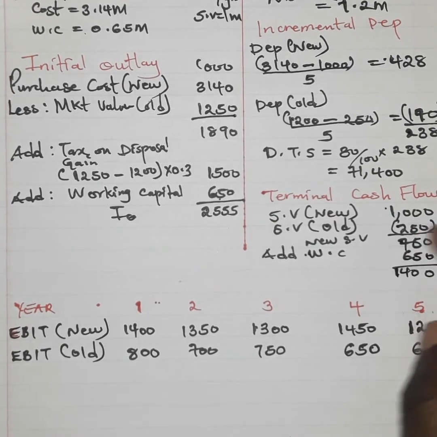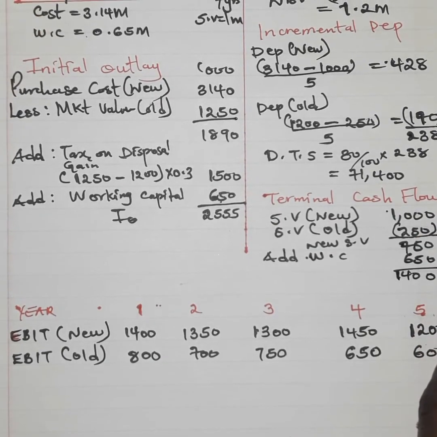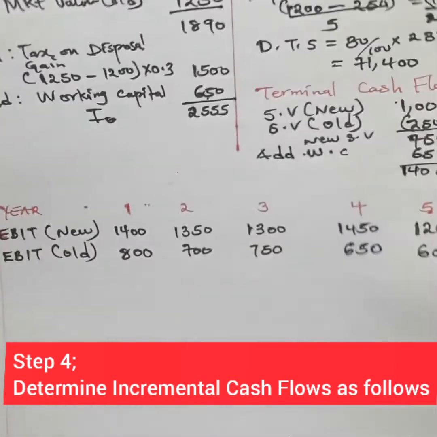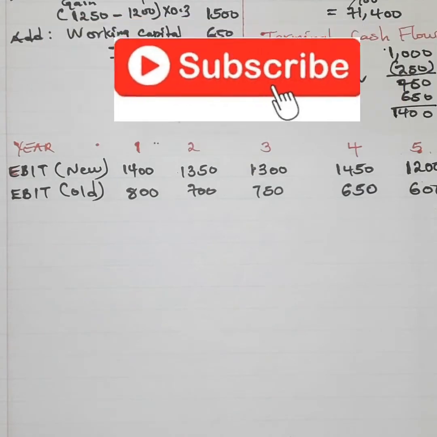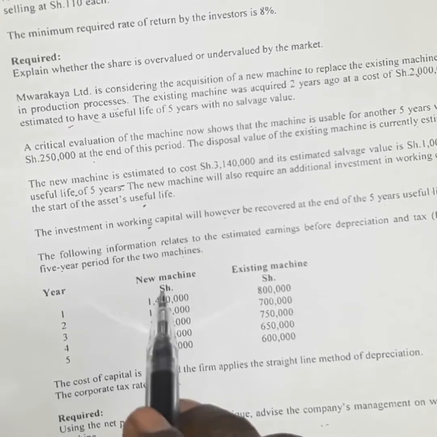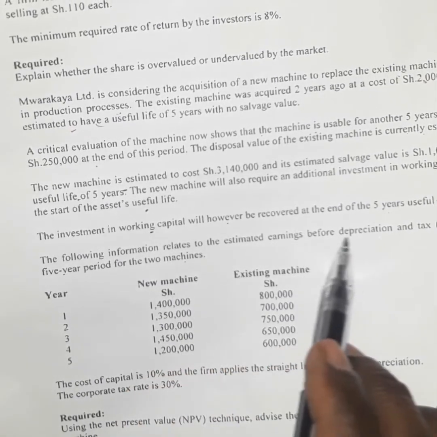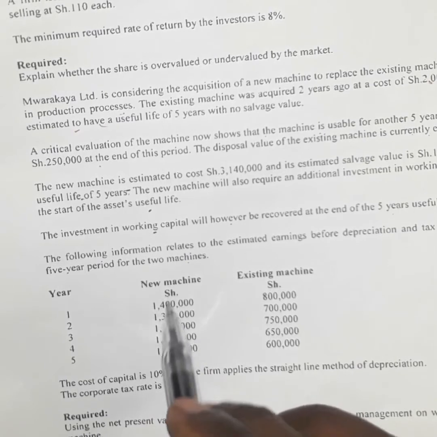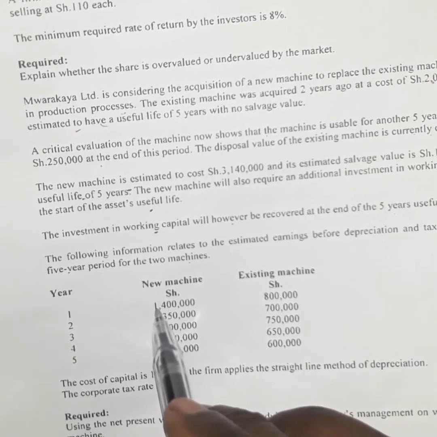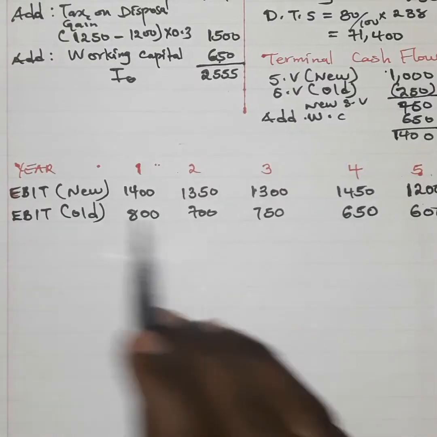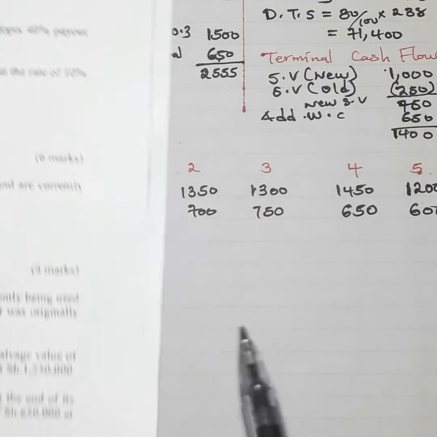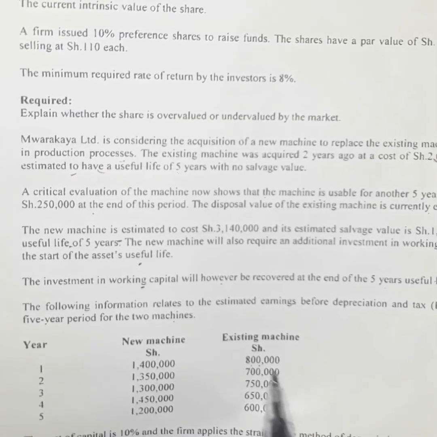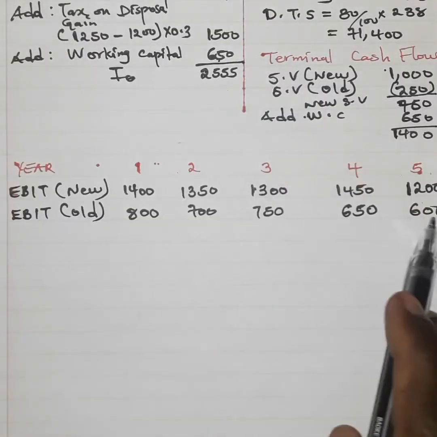So under discounting factor, we are going to factor it in our working. Having this one into our working, I have simply copy pasted the question. We were given the year and the earnings before depreciation and tax for the new machine, from 1400 to 1200. That is what I've written. And for the old machine, again, we're given from 800,000 to 600. That is what I've written.